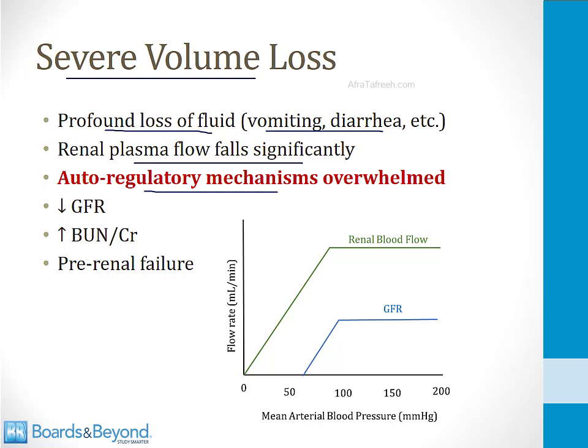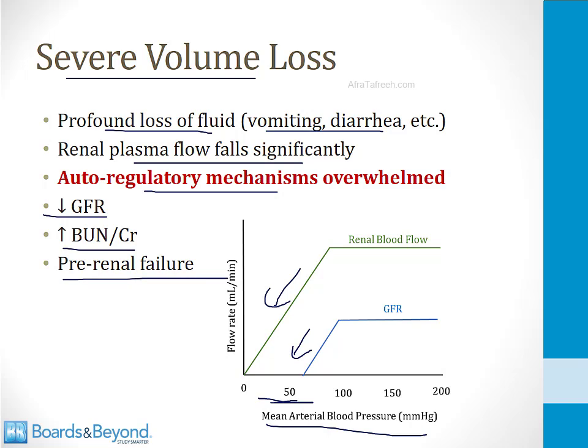So if you look at this drawing on the screen, when the mean arterial pressure gets very low down in this range, the GFR starts to fall and the renal blood flow falls. The autoregulatory mechanisms cannot keep up at these low pressures. So in this situation, the GFR will fall, BUN and creatinine will rise, and pre-renal failure will develop.